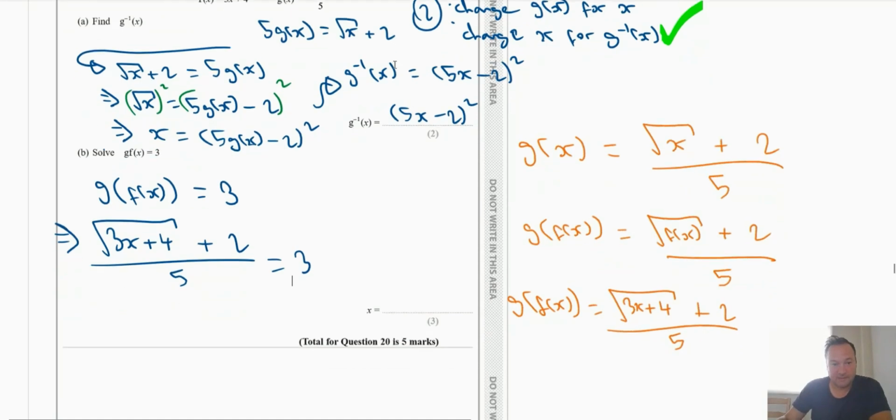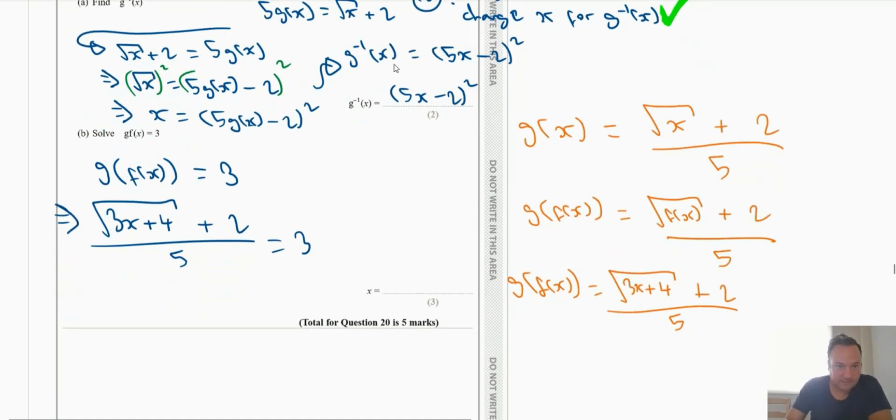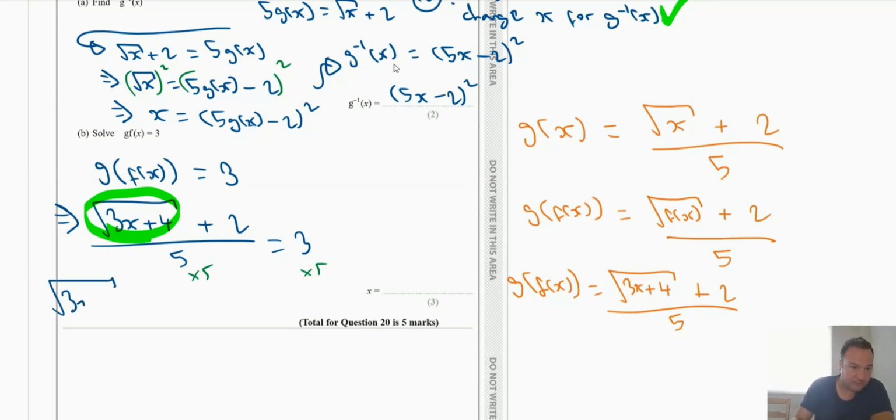And then we want to try and make this whole thing the subject so that we can square it back out and do some more rearranging. So the first thing that we need to do is multiply both sides by 5 and then subtract 2. So the square root of 3x plus 4 equals 15. But I've skipped an extra step there. I'm going to say plus 2 equals 15. We want to make sure that the 2 is outside of the square root, so I'm putting some brackets there. Bringing the 2 to the other side, the square root of 3x plus 4 is equal to 13.